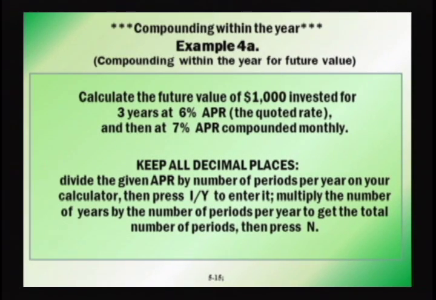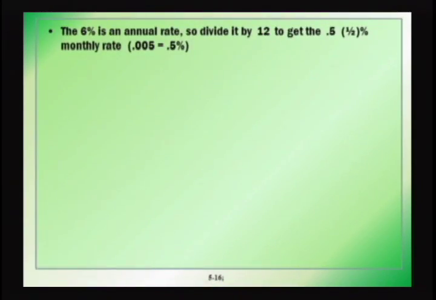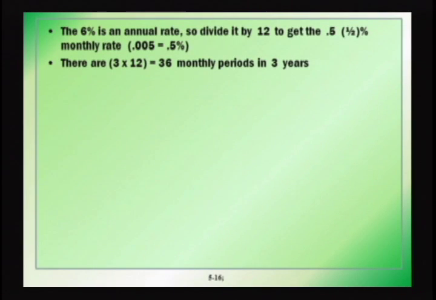To get it to a monthly APR, we will divide the interest rate by 12. To get the number of periods, we'll take the number of years times 12 to get the number of months. So if I have a 6% annual rate, I divide it by 12 to get the monthly interest rate. I'm looking at 3 years, but I want a monthly period. 3 years times 12 months equals 36 monthly periods in those 3 years.